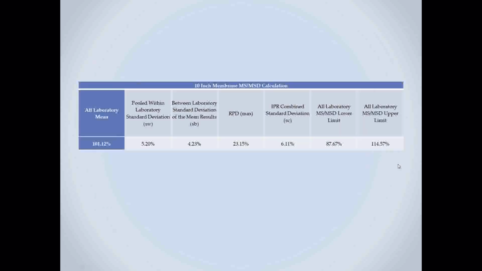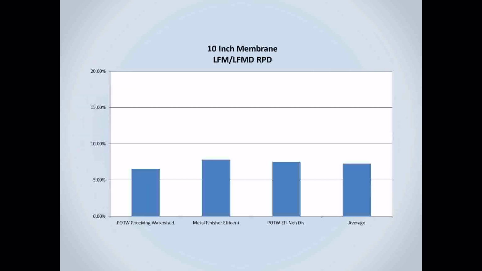And again, here we have from the EPA calculations, 87.67 lower limit, 114.57 upper limit. RPD, that looks very nice. Everything below 10% for the 10-inch membrane.